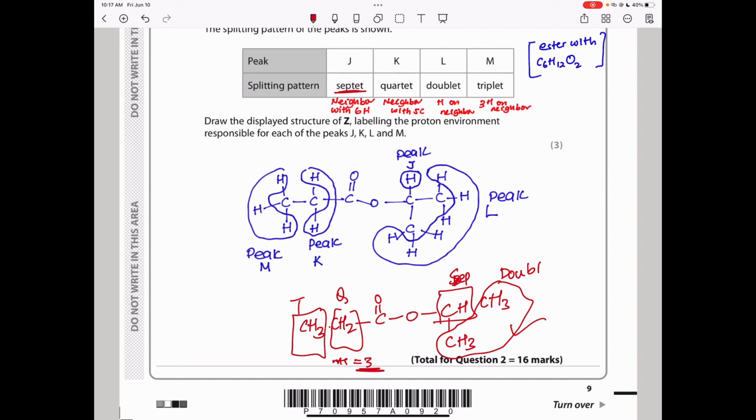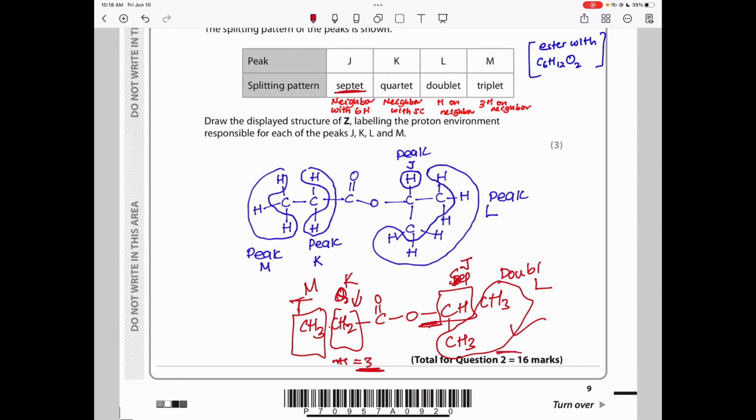And so this one here is a triplet, but for this one here, we know the neighbor has 3 protons. Using the n+1 rule, 3 plus 1 becomes 4, so that's why it's a quartet. We use the same rule, and you can see that J, which is a septet, is the one that is next to the one with 6 protons. So this is J, and let me see which one is a doublet, which is going to be L, the one that is a quartet is going to be K, and the one that is a triplet is going to be M. So this is M, that is K, this is J, and that is L.